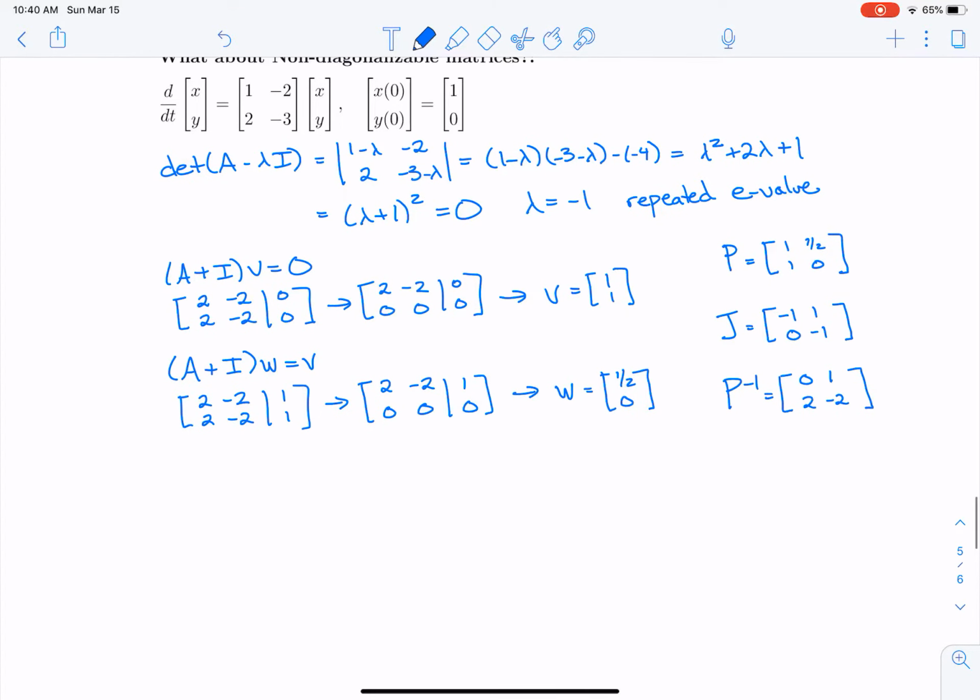And so what we have is that A is equal to P J P inverse. Immediately we have to ask, what is e to the At? We can do the same kind of expansion that we did before, and we can see that it's P e to the Jt P inverse. That is true when A is similar to any matrix: if A is similar to a matrix J, then e to the At is similar to the matrix e to the Jt. But now we have to calculate e to the Jt. So how are we going to do that?